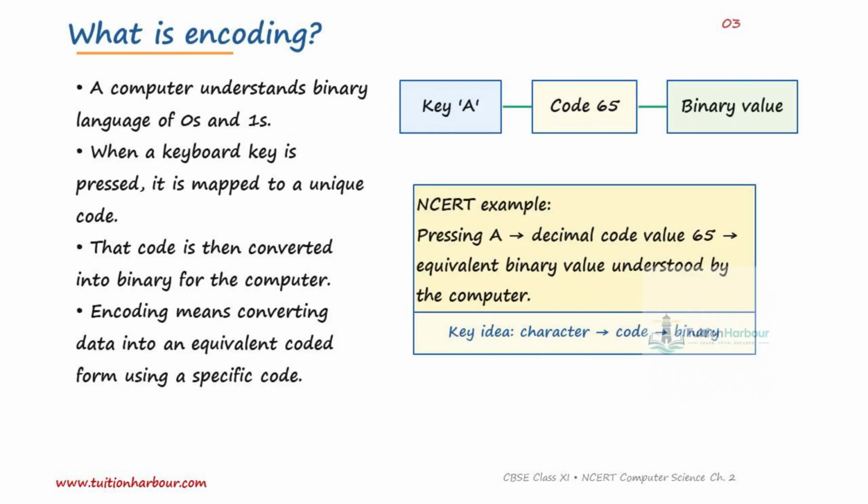A computer understands only binary values, 0 and 1. When a keyboard key is pressed, the character is mapped to a unique code, and that code is converted into binary. This process of representing data using a specific code is called encoding.